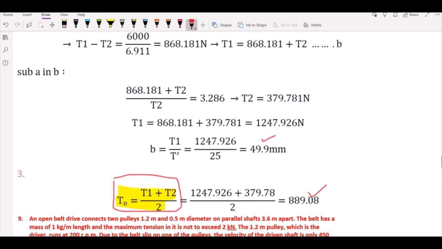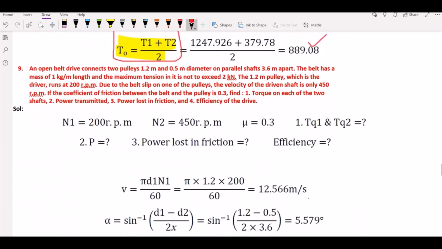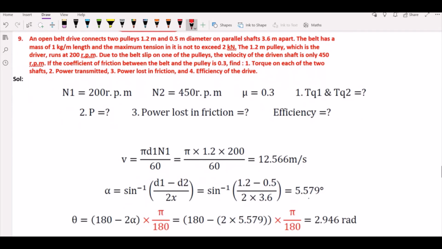So this is about the problem number 8. I hope I'm clear. Let's move on to another problem, that is problem number 9. This problem is related to another model of open belts. So let's read out the question first.